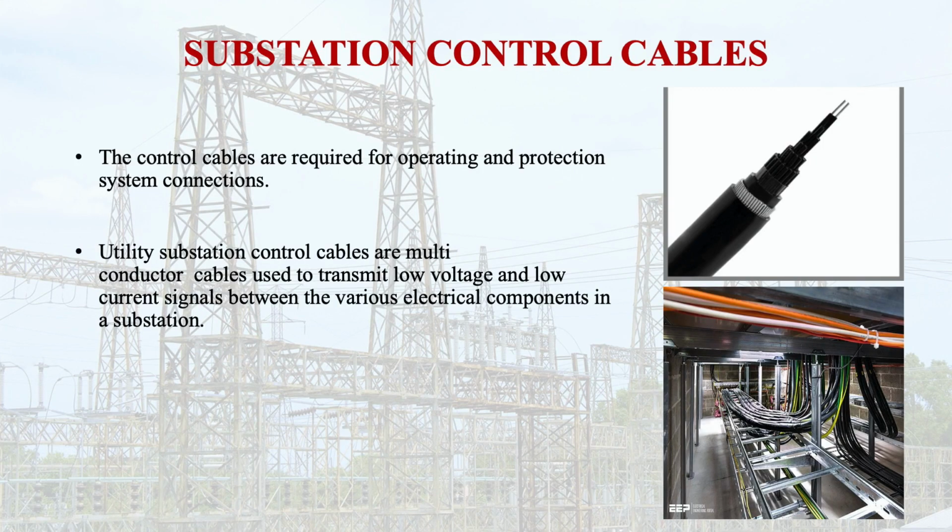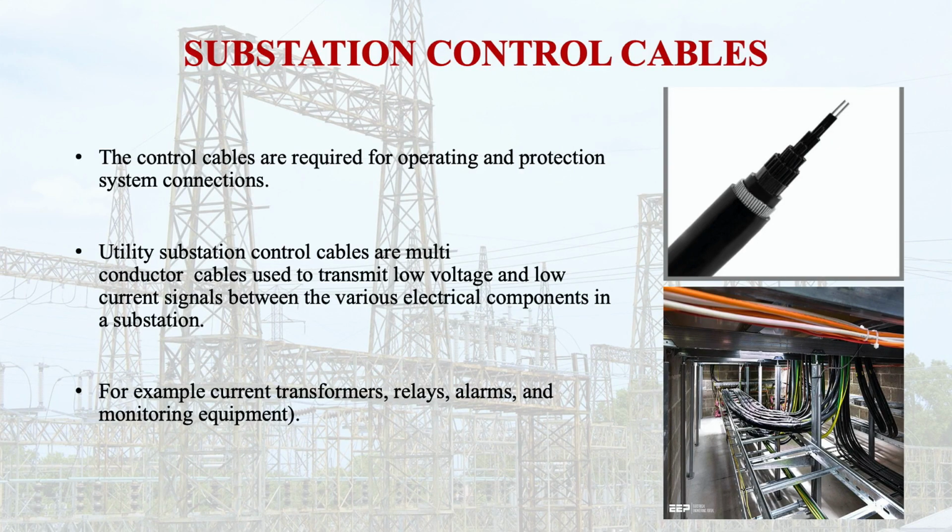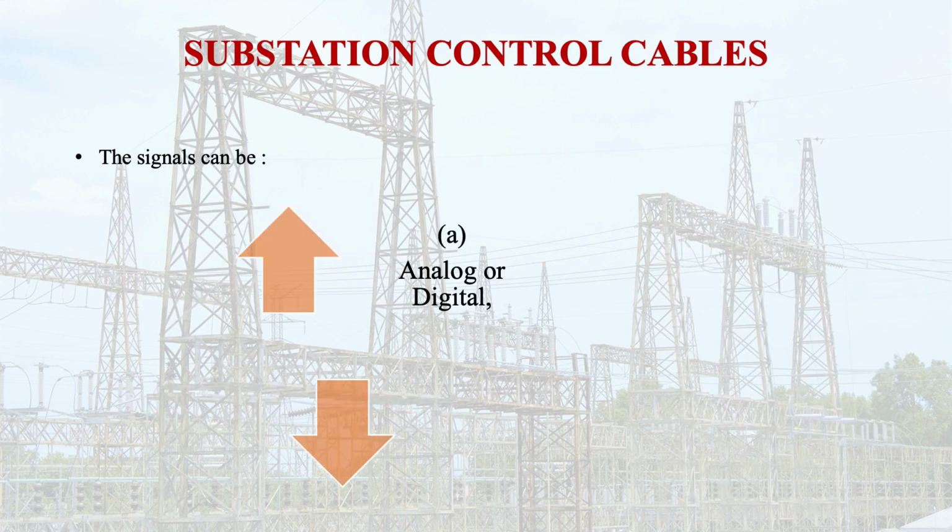Utility substation control cables are multi-conductor cables used to transmit low voltage or low current signals between the various electrical components in the substation. These equipment are current transformers, relays, alarms and monitoring equipment, and the signals can be analog, digital, continuous or intermittent.